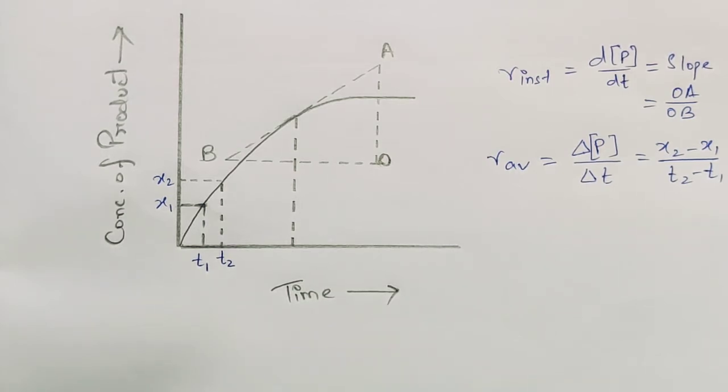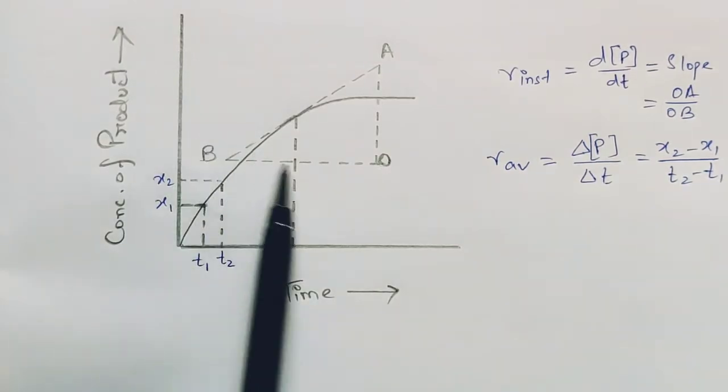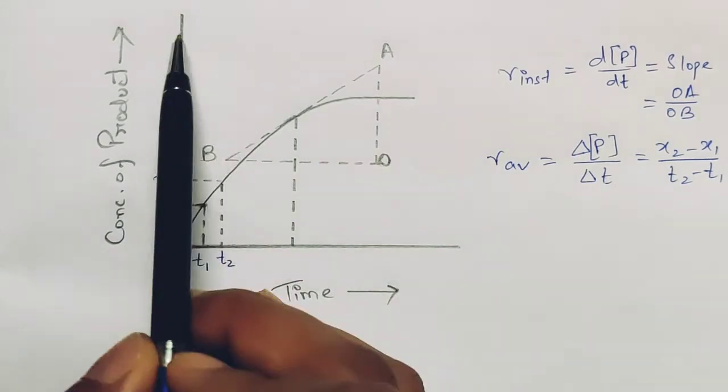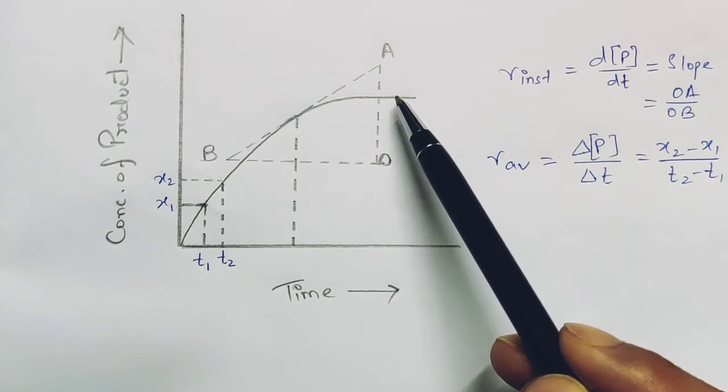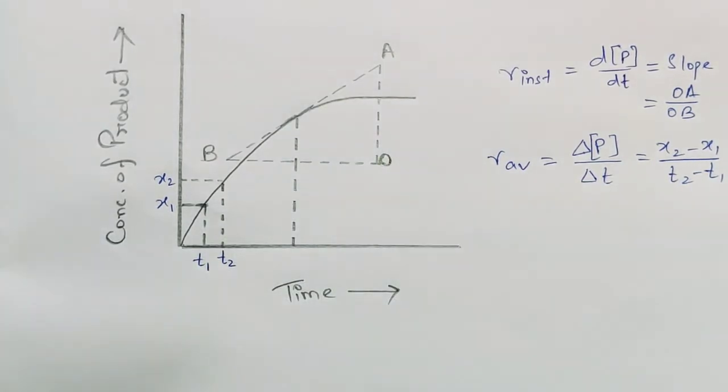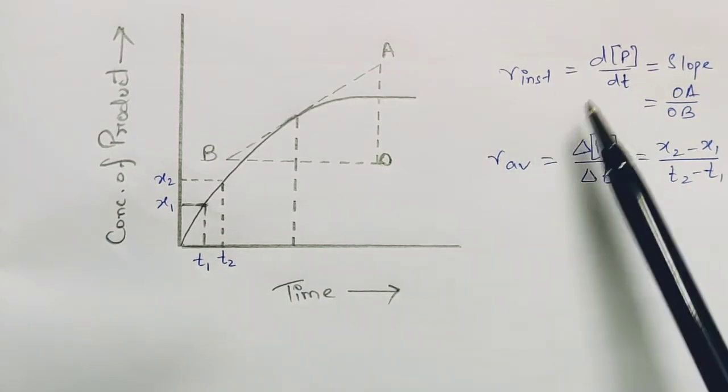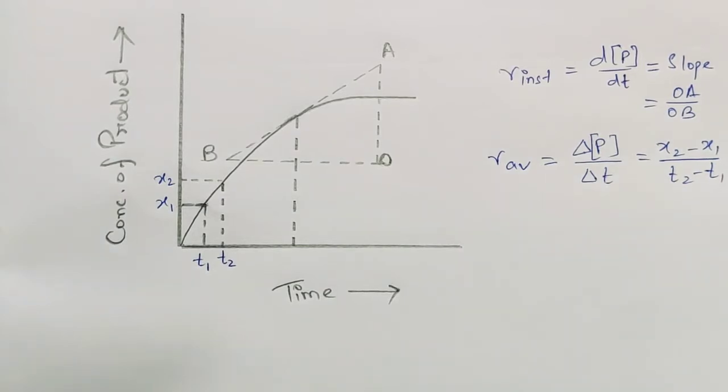So here in this way we will plot the graphs of the concentration of reactant versus time and concentration of product versus time, and we will get the separate plots for the separate parameters. That is, for reactant the slope will be negative and the graph will be in this way, and for the product the slope will be positive and here the graph will be in this way. Clear? So this is how we will measure the rates of reaction according to the instantaneous rate and the average rate. Clear?